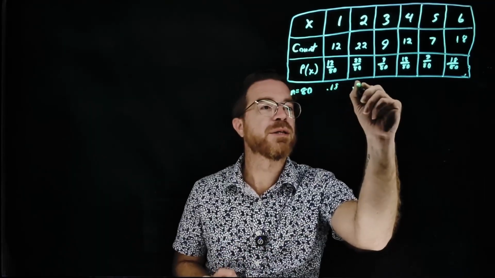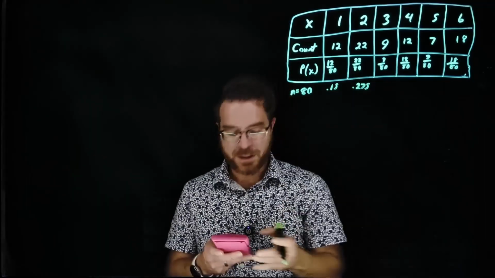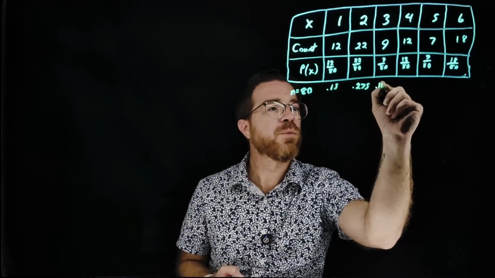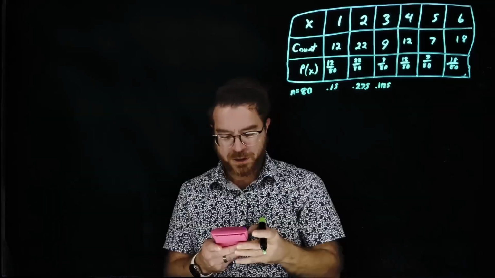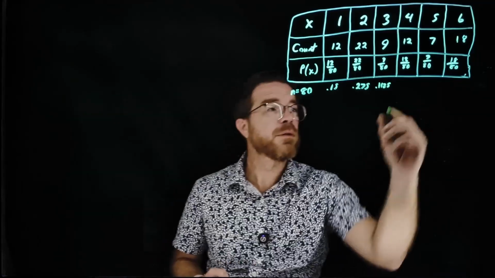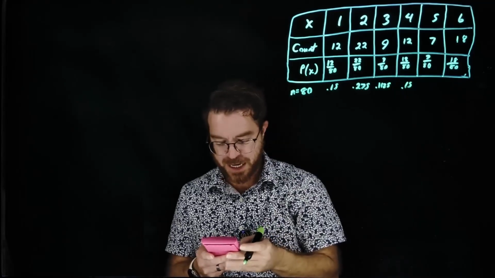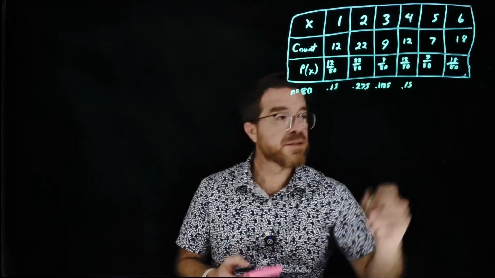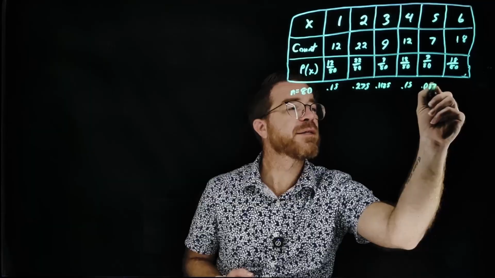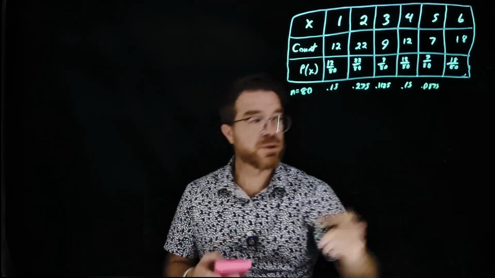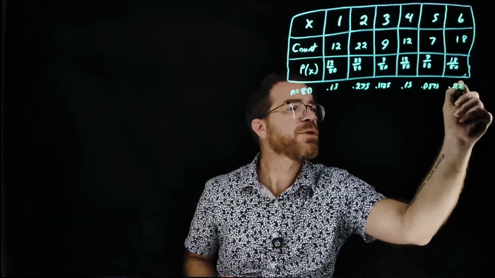This one is 0.275. This one is 0.1125. Oh, we already had this one, 0.15. 7 divided by 80, 0.0875. And then 18 divided by 80 is equal to 0.225.